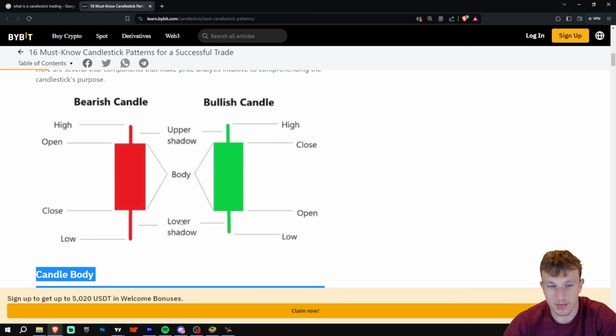You can see this is the body, and this is called an upper shadow and lower shadow. I've never used that term. I would not suggest calling these shadows. These are called wicks, not shadows. I get where they're coming from, but I would just call them wicks.